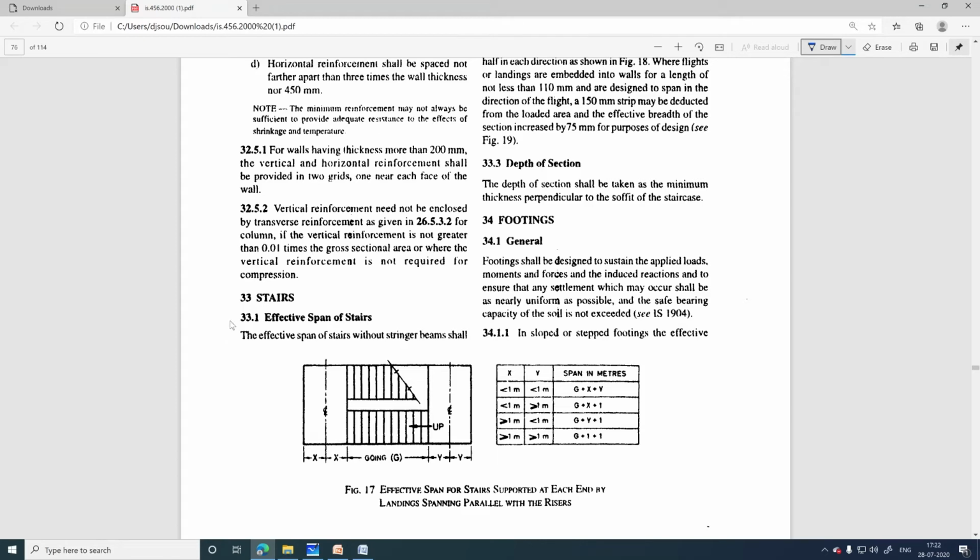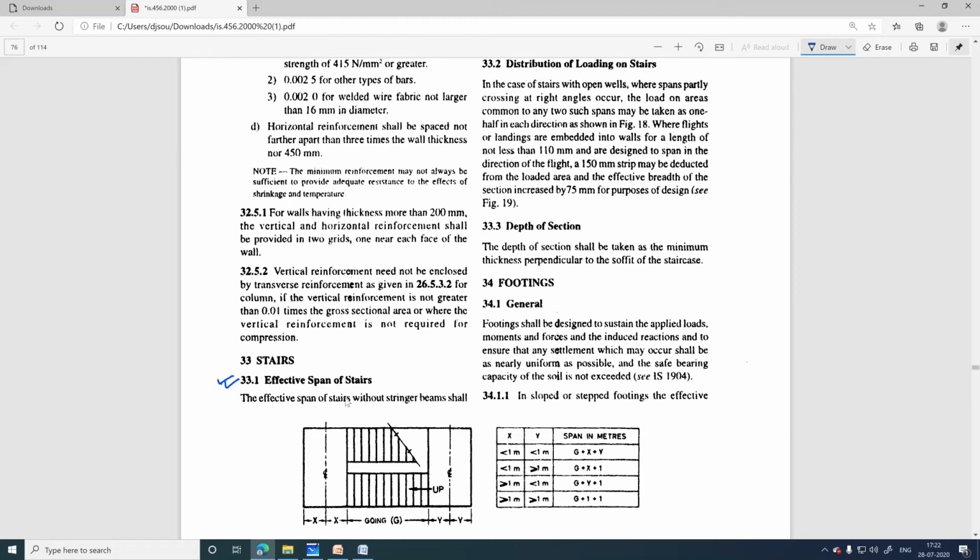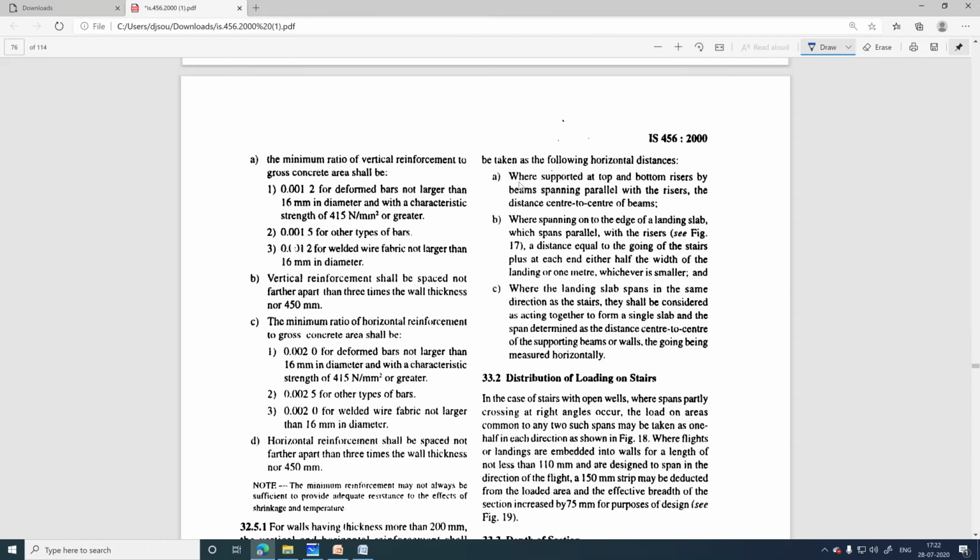So, this is clause number 33.1. Here you can see the effective span of stairs without stringer beams shall be taken as the following horizontal distances. There are 3 such cases, and depending on the case we need to consider the length of the effective span. One by one I will draw the support condition, and I will show you what will be the effective length for those cases.